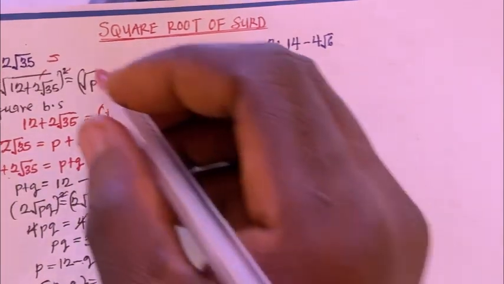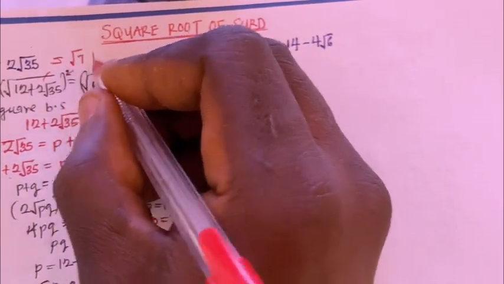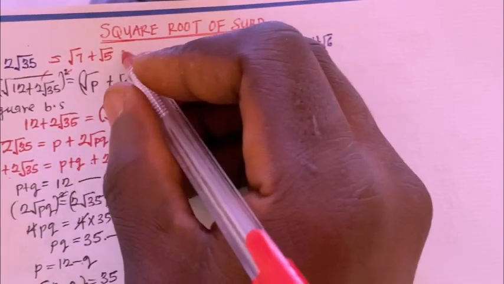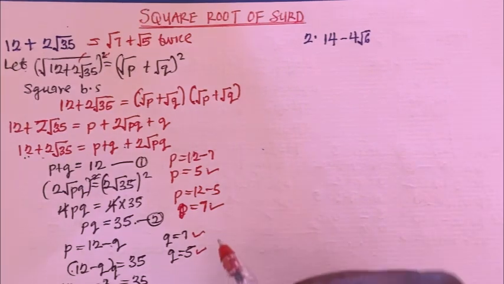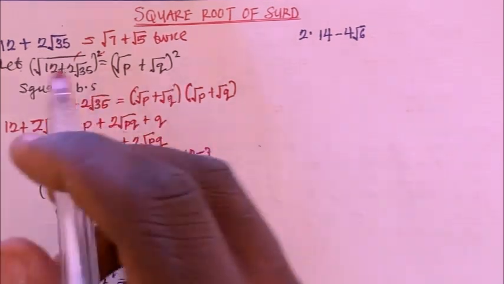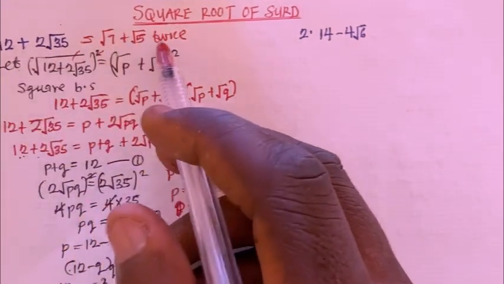Is the same thing as finding the root of 7 plus the root of 5 twice. So that's just the answer. That's the answer to it, since the values of p and q are 7 and 5. So the root is actually root of 7 plus root of 5 twice.